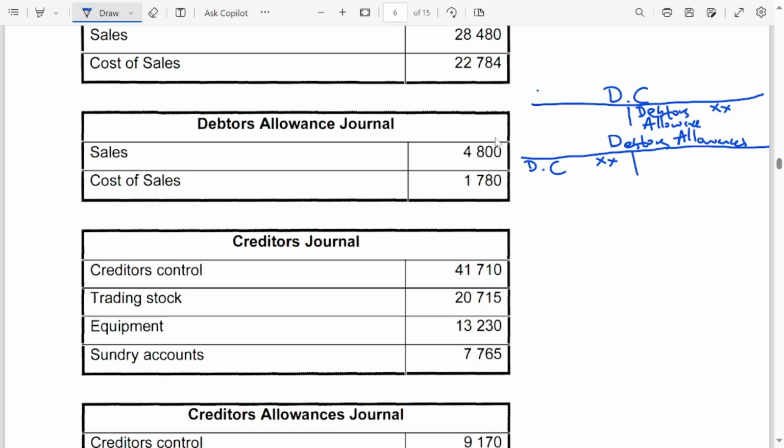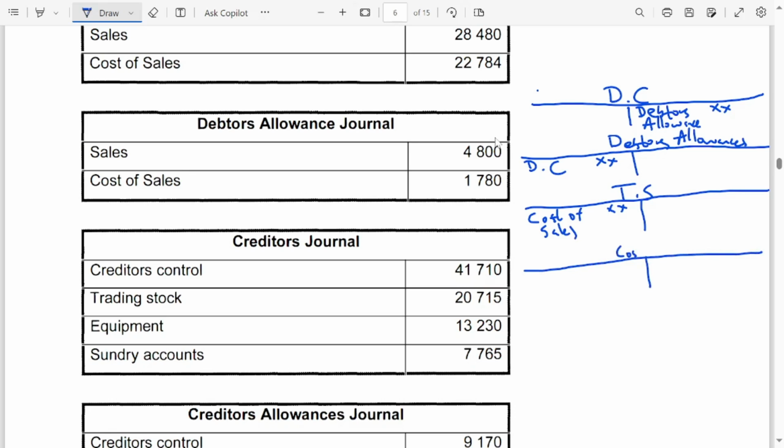Okay, now debtors control is decreasing. Now what happens to the trading stock? Now because the people that are owing us the money are returning the goods, it means that the goods are now increasing. And the trading stock increases on the debit side. So it increases with the cost price, which is the cost of sales. Remember, we're using the double entry system, which says that if something is debited, it must also be credited. So we come and credit the cost of sales with the trading stock.